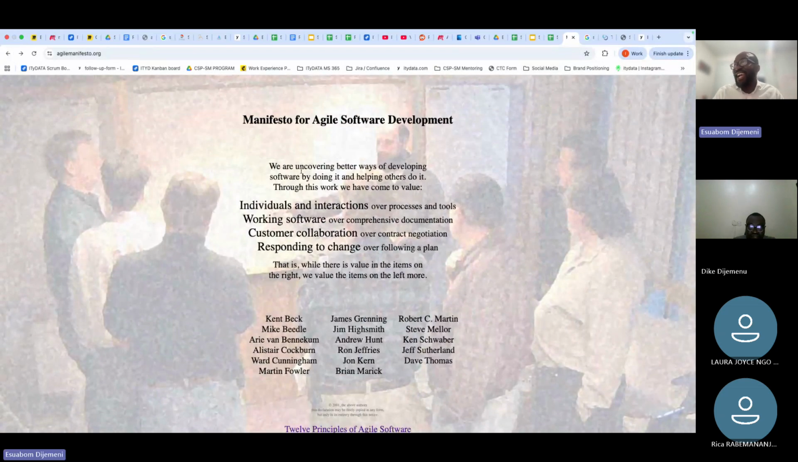Let me just start. Okay, Agile Manifesto. The Agile Manifesto is saying we are uncovering better ways of developing software. Now, this was written, I think, in 2001, a long time ago. So these were software developers, but now in the industry you can even remove "software" for product or value, if you want to take a more holistic view. So developing value by doing it and helping others. Through this work, we have come to this value system.